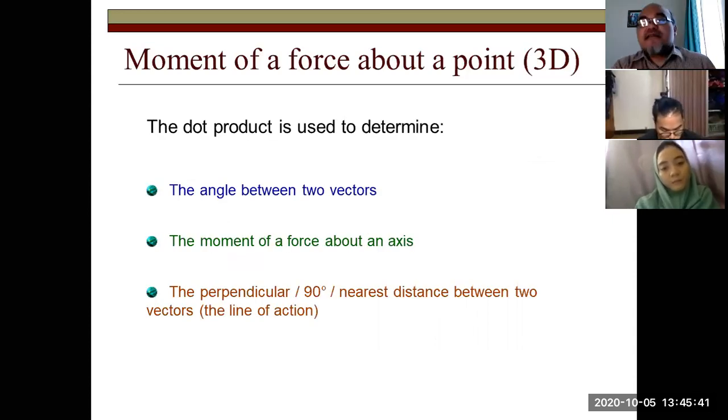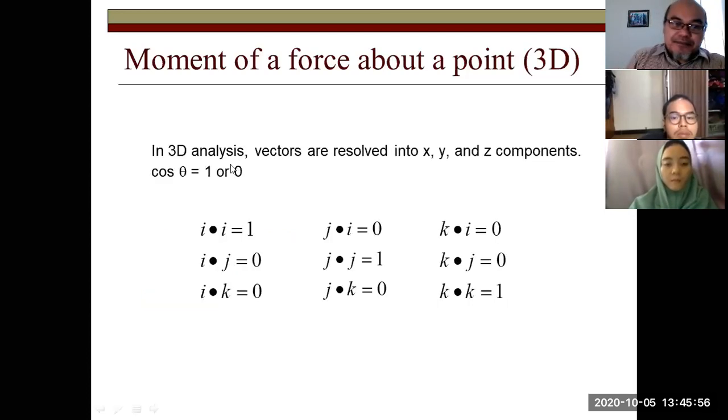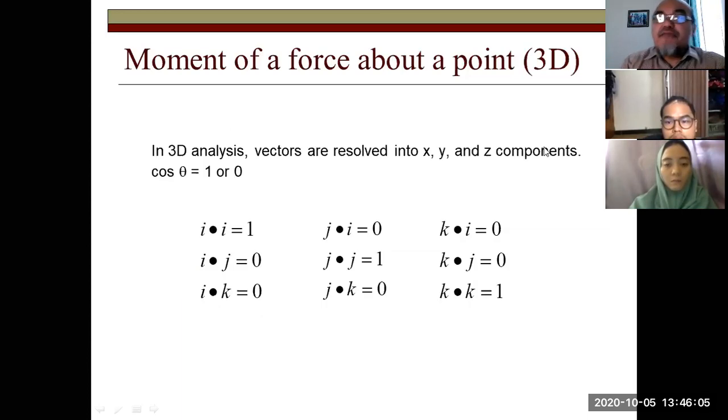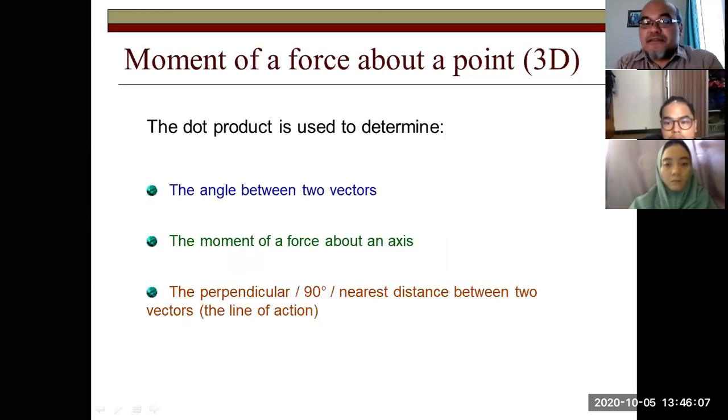So when do we need to use the dot product here in the discussion of the moment of a force about a point? We use the dot product when we want to determine the angle between two vectors, because there is this cosine theta. When we know the dot product and the magnitude of each vector, then we can find the angle between the two vectors.